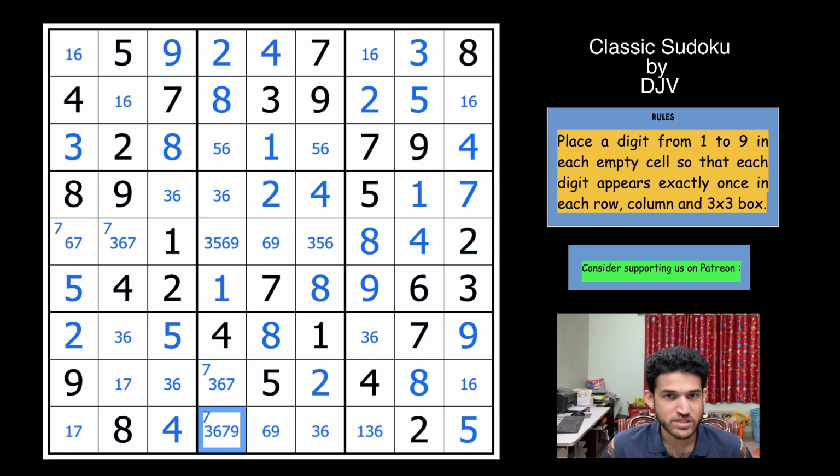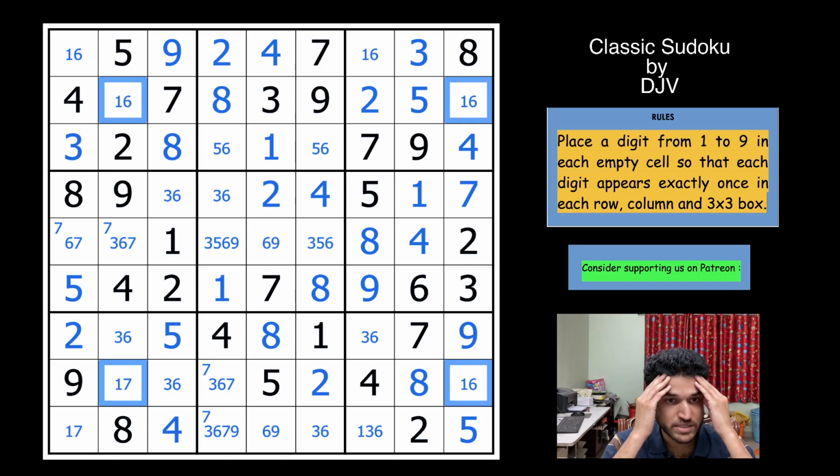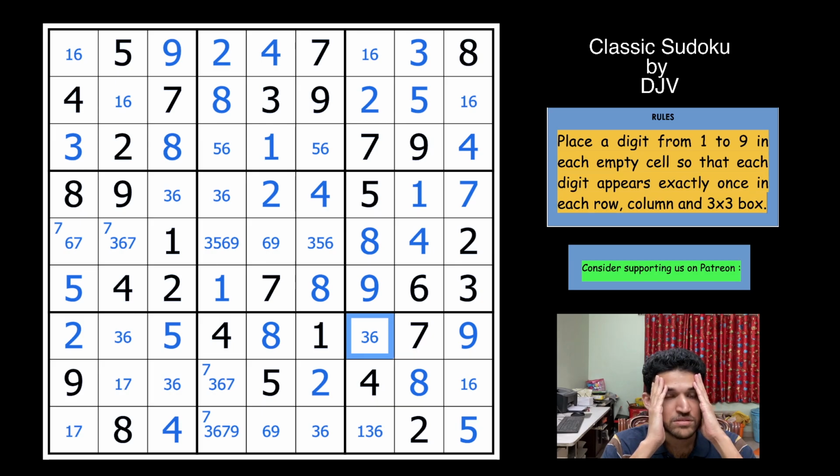So the first thing I notice is an X-swing of ones, although I don't think it would help. Yeah, it is not helping. So what is the next thing? I notice a skyscraper here. 6 is in these two cells in row 1 and 6 is in these two cells in row 7.